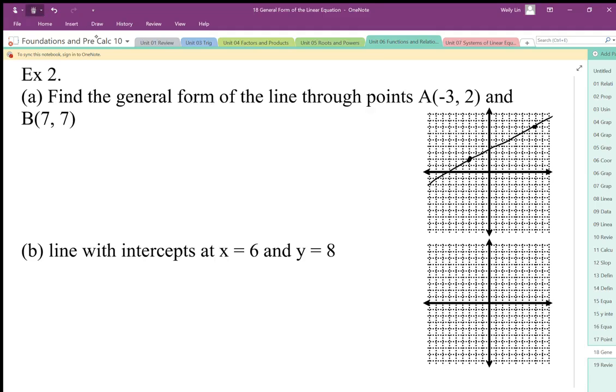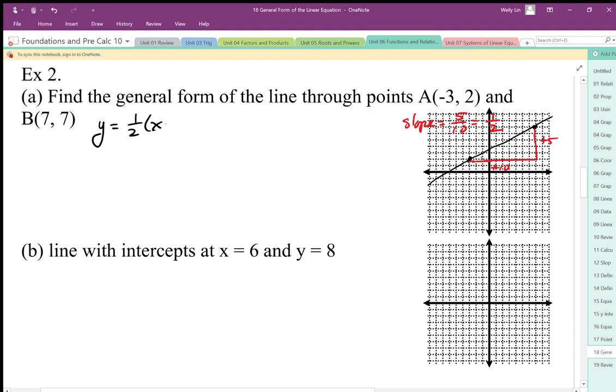I'm going to find my slope first. Okay, so my rise is going to be +5. My run looks like it's going to be +10. Okay, so again, make sure you subtract in the right orientation. So my slope works out to be 5/10 or +1/2.